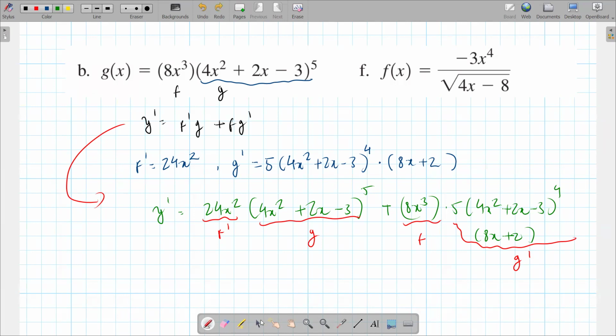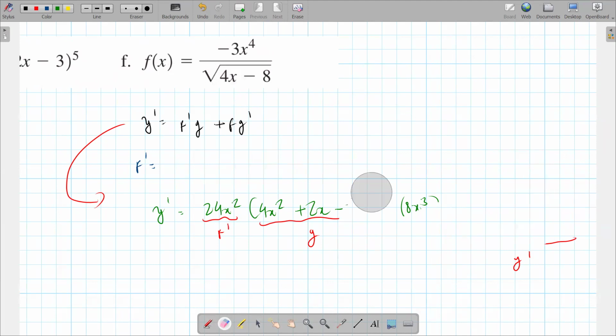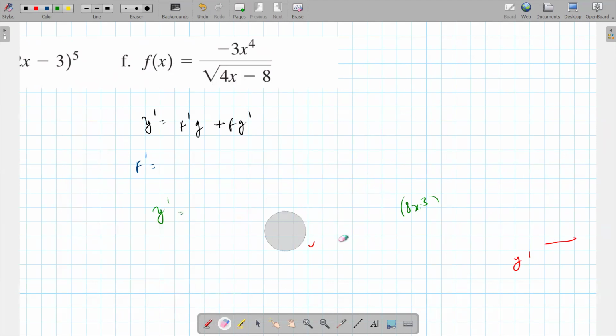We're gonna do the same thing for part F. Now part F is a quotient rule problem. So let's see what we can do with that. It's the same concept. The difference in formulas between product rule and quotient rule is this. Product rule is this one that you see, y prime. For quotient rule, you're just going to replace that plus sign in the middle with a minus sign, and then you have to divide this entire thing by the original g squared. So this is your f, this is your g.